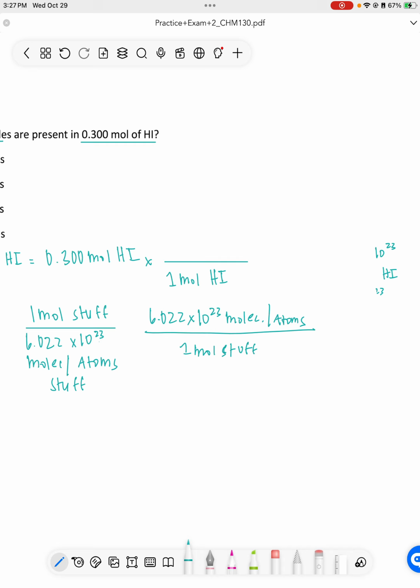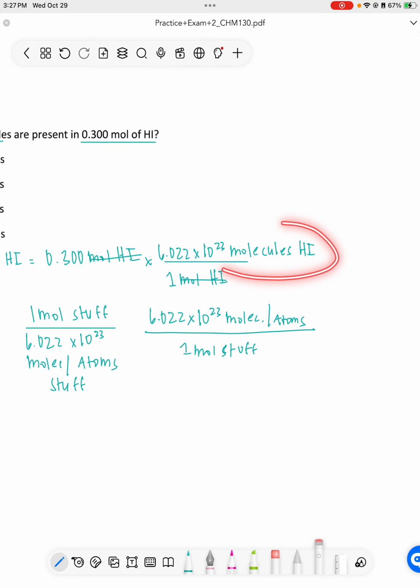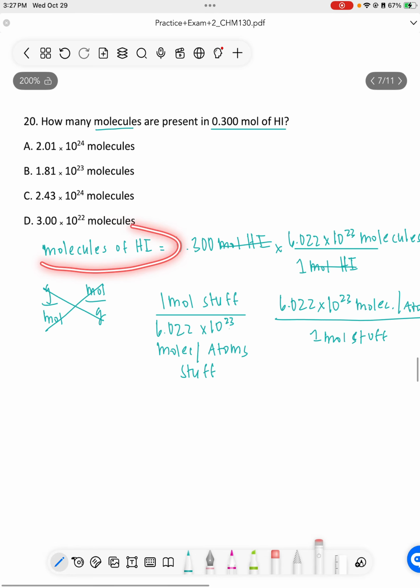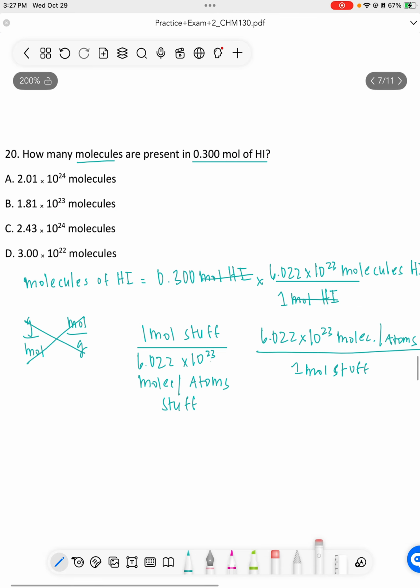So which of these conversion factors do we want to use here? Well, our moles of stuff is on the bottom, so we want to use this one. So I'm going to write 6.022 in 1 mole of hydrogen iodide. There are 6.022 times 10 to the 23 molecules of hydrogen iodide. Okay, so now we can cross off moles of hydrogen iodide, and we have molecules of hydrogen iodide on top, and we want molecules of hydrogen iodide. So we're going to stop here.